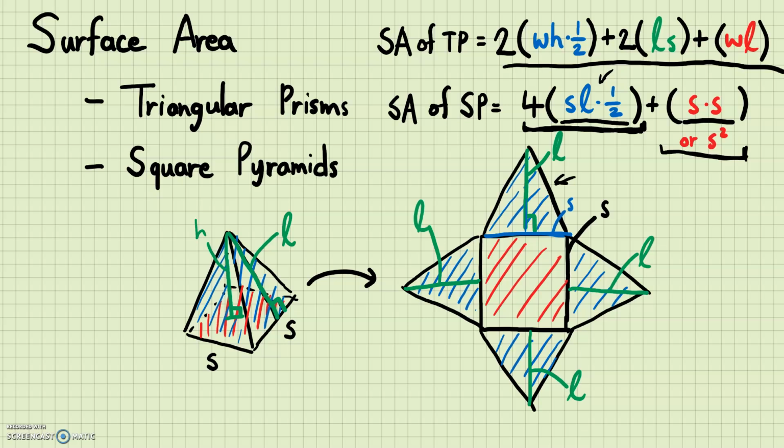Then I think it's much easier. You're just adding them all up together. You're adding the area of the triangle, you're multiplying that times 4 because there are 4 of those, and then you're adding the base square. Okay, so that's how you find the surface area of a square pyramid.